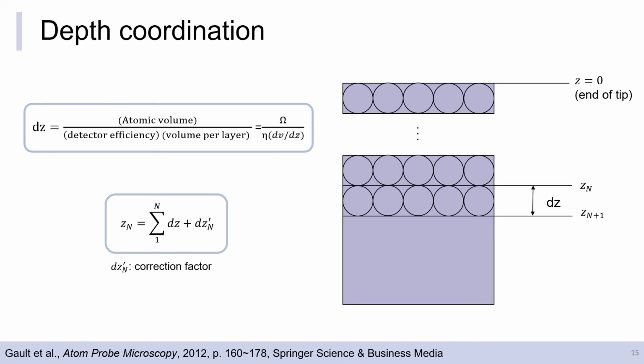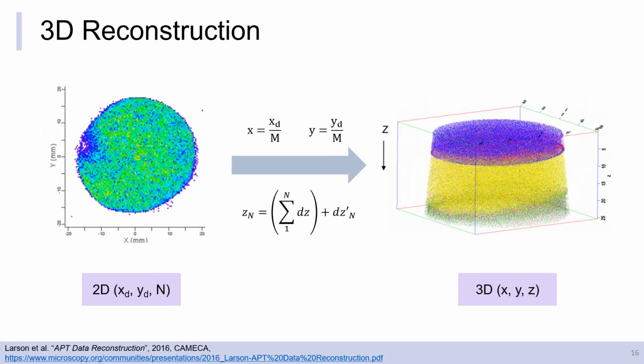To obtain the z coordinate, we stack each layer of atoms. For each pulse, a thin layer of atoms vaporizes. Therefore, by calculating dz, which is the depth per each pulse, and adding them all with this correction factor, it will give the z coordinate. dz is obtained with atomic volume divided by detector efficiency and volume per layer. Obtaining reconstructed coordinates is summarized in this figure.